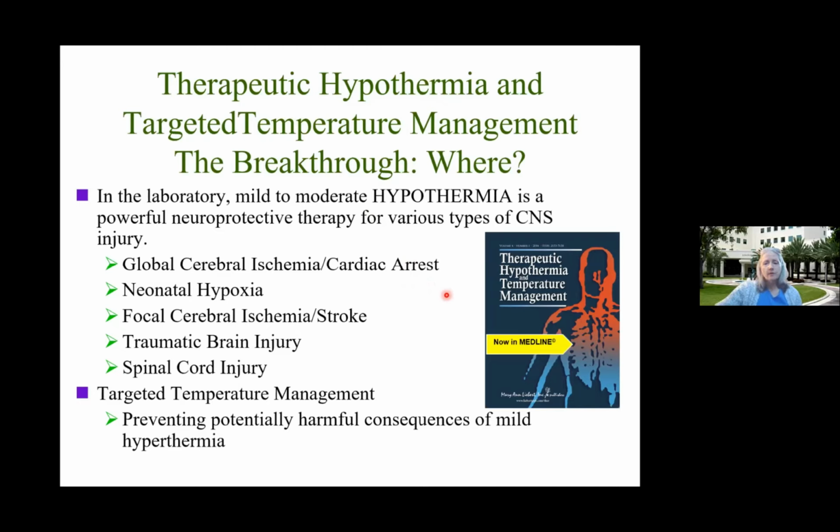So if any of you guys are doing any type of temperature work, I know we've got some clinical trials going on in the Department of Neurological Surgery at UM, feel free to submit your manuscripts to the journal.